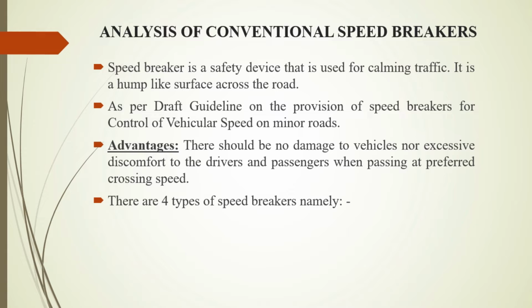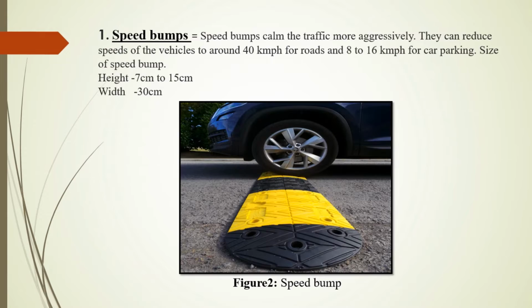The advantage is that there should be no damage to the vehicles and no excessive discomfort to the drivers and passengers when passing at the preferred crossing speed. There are four types of speed breaker: speed bump, speed hump, speed cushion, and speed tables. First one is speed bumps.